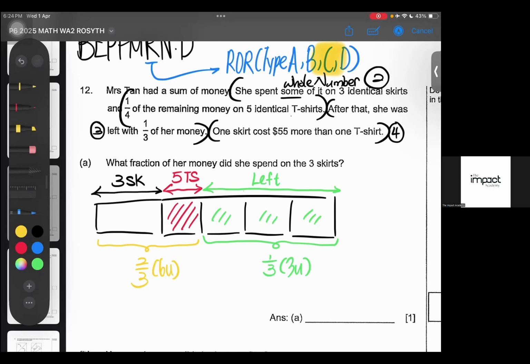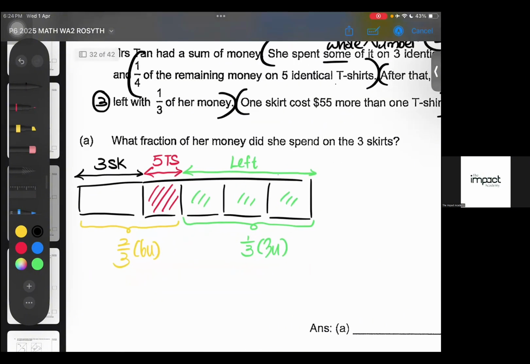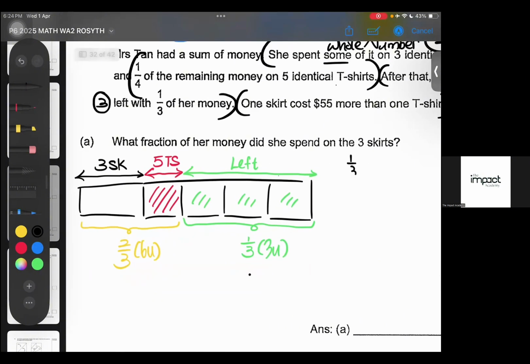1/3 is 3 units, right? So if you times 2 to 1/3, you get 2/3. So you see, you think about it. 1/3 is 3 units, so this 1/3 you all must know is 1 part. What they're trying to say is 1 part is 3 units.